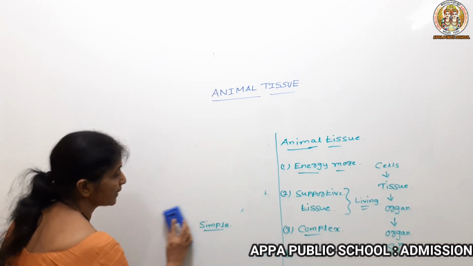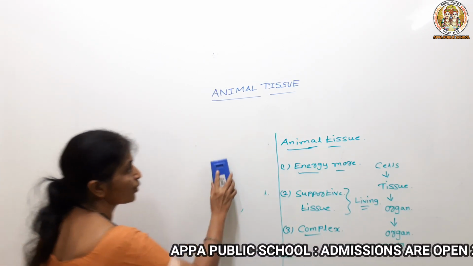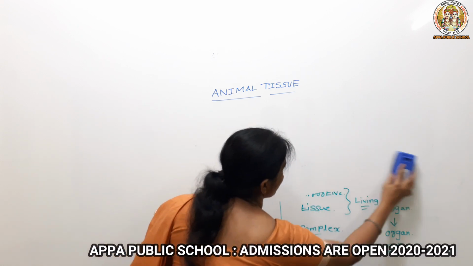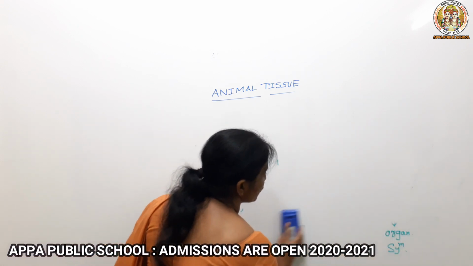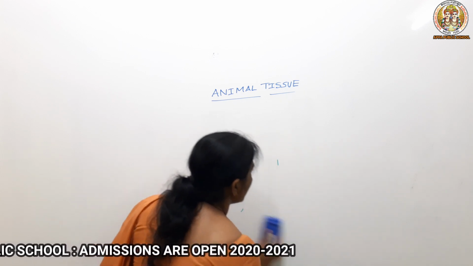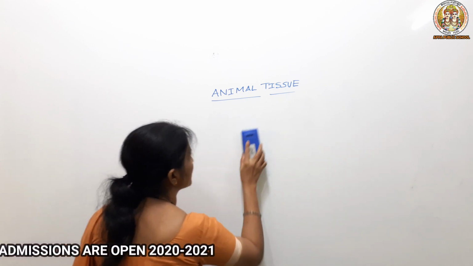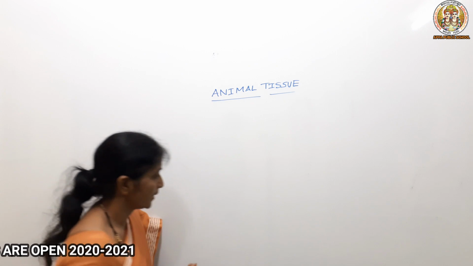So this finishes the lesson, that is tissue. What are the things we have learned in tissue means animal tissue, plant tissue, how they are divided and what is their structure we have studied. So this is about the tissue.